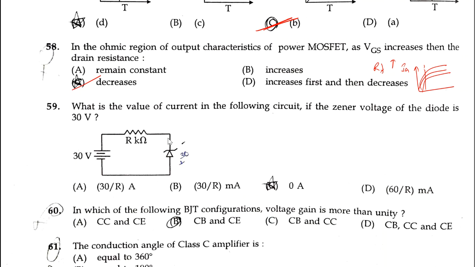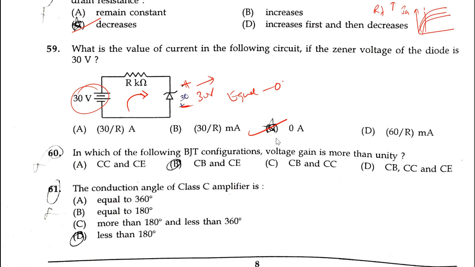Next one, what is the value of the current in the following circuit if the zener voltage of the diode is 30 volts? Simple concept here, plus or minus 30 volts. If you want to find the current here, is there any possibility of current? Because the anode is negative with respect to positive, this zener diode will be in reverse. But what about the voltage here? Equal voltages, so current will be zero.